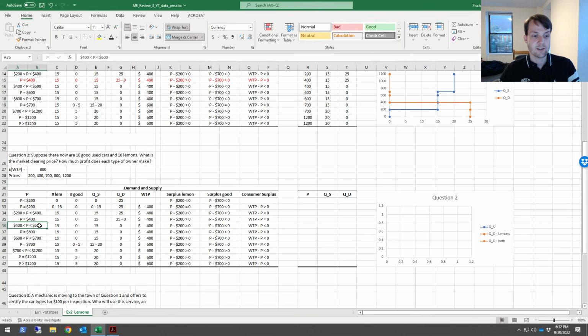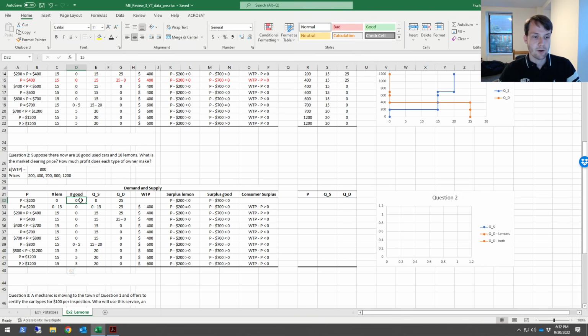We no longer have the 600 one, that becomes 700. This is also going to become 700. The 700 becomes our 800. Price becomes 800 here and here. Everything else is the same. Now let's look at the quantities and see how they change. We're going to start again with the quantities for the supply side at anywhere below $200. No lemon is going to be in the market. That still remains the same. They all remain the same.